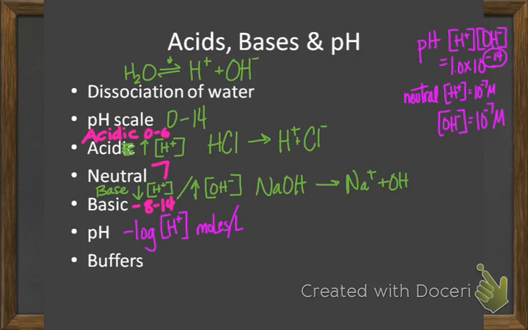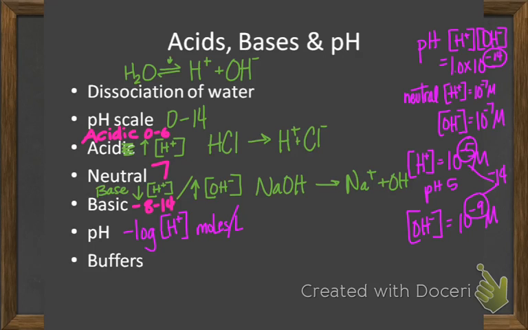I'm going to do one more, and then we'll do a lot of these tomorrow. Let's say your hydrogen ion concentration for a substance is 10 to the negative 5 molar. That means your pH is 5, and it means your hydroxide ion concentration is 10 to the negative 9. Because again, these need to equal 14.